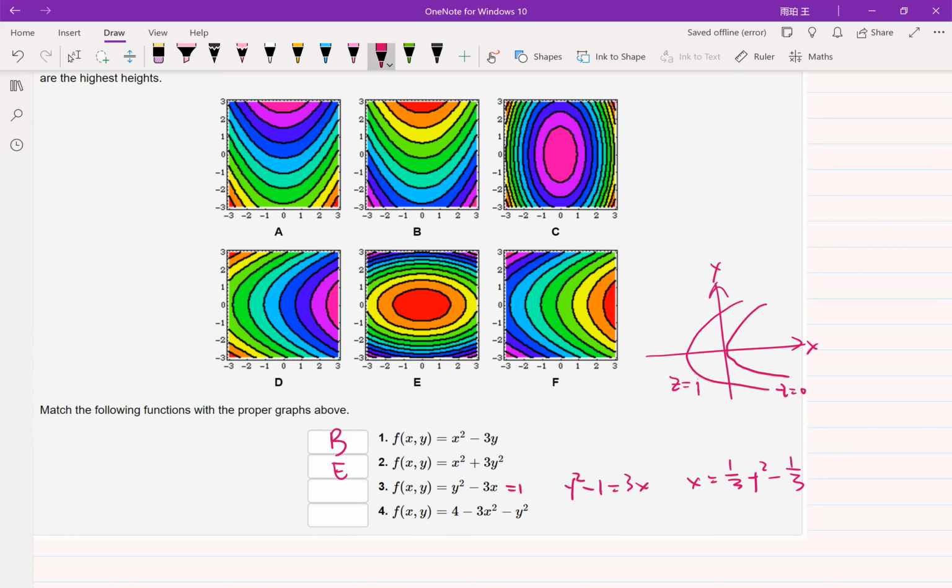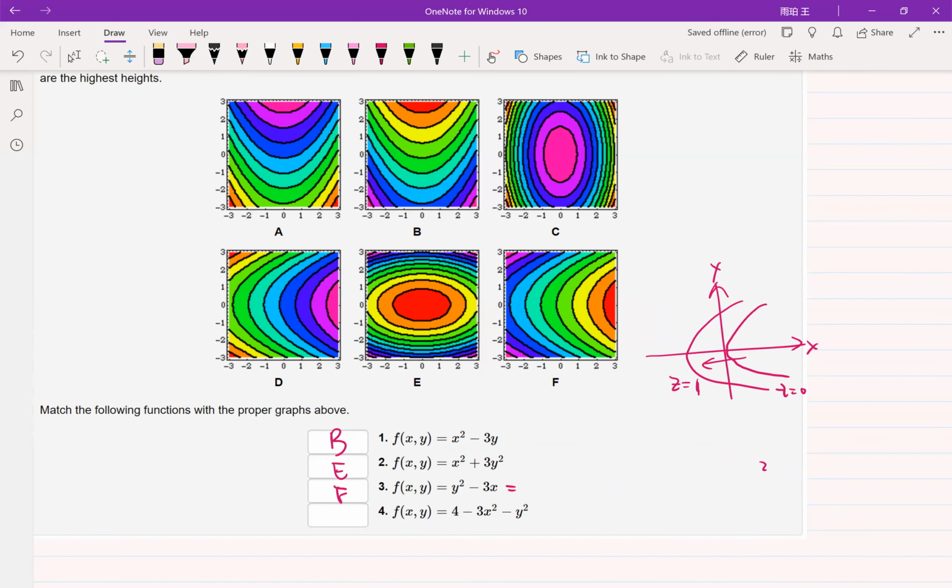That means as I'm going from right to left, I'm climbing up the stairs. This one is the lower elevation, and this one is the higher elevation in this graph. So as I go from right to left, I'm climbing up the stairs. And for this one, as I go from right to left, I'm going down the stairs. So obviously this one should be option F.